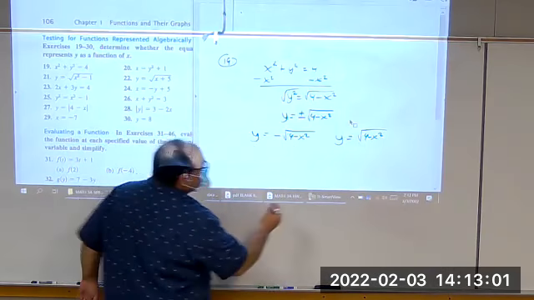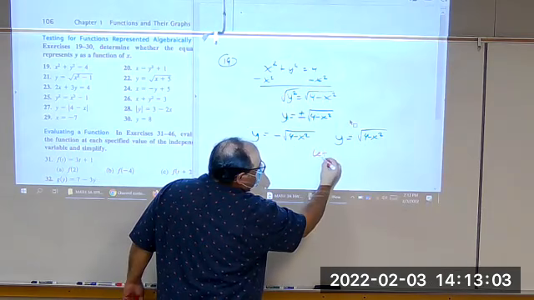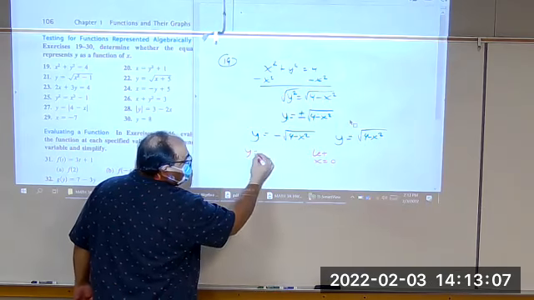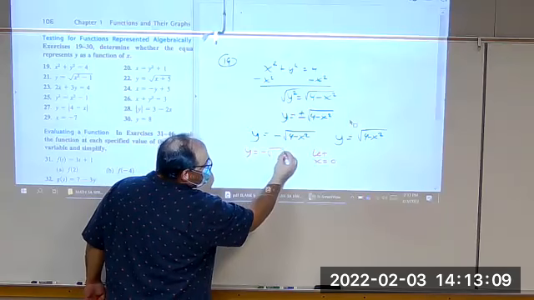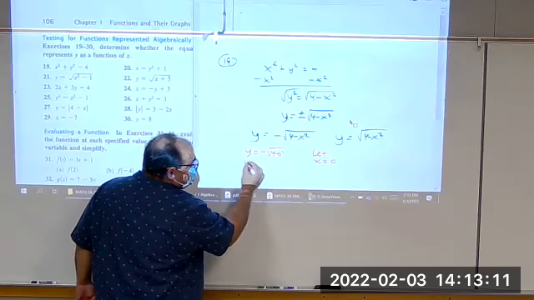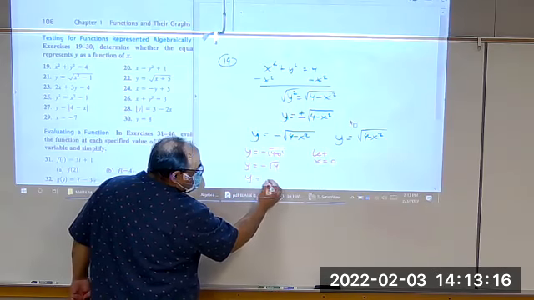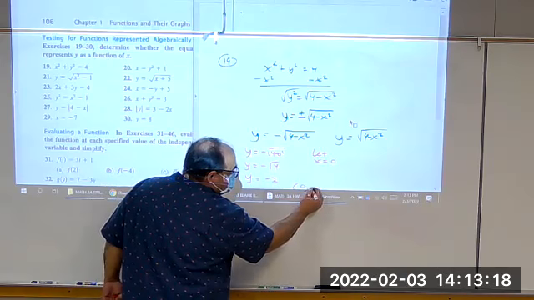So when you let x equal 0, y would equal negative square root of 4 minus 0 squared. Y would equal negative square root of 4. Y equals negative 2. So when you plug in 0, you get negative 2.